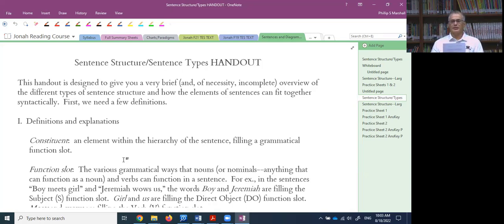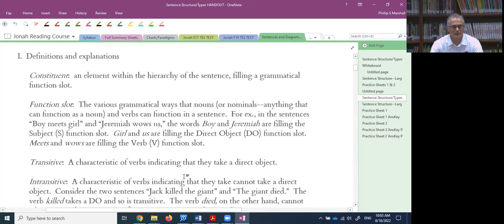What I'm wanting to give you here is a very, very, very brief overview of different sentence types and then how elements of sentences can fit together to create the sentence types. So I'm going to give you some working definitions here to help us along the way. I'm going to use the word constituent a lot.